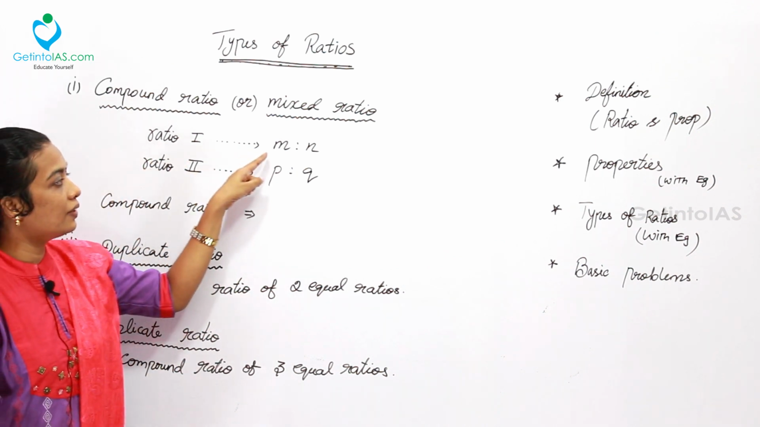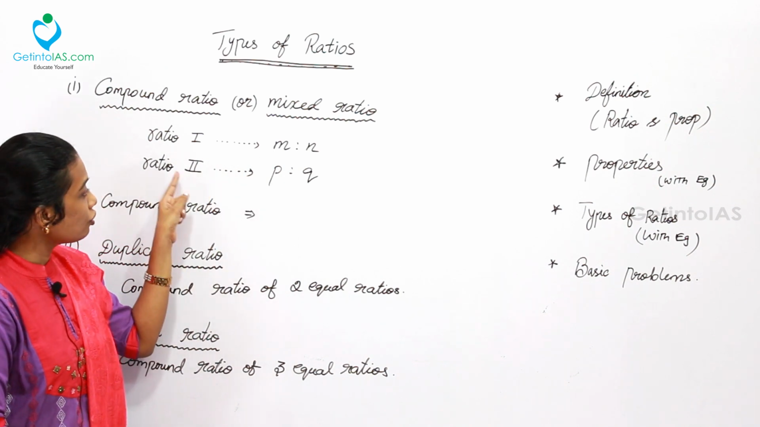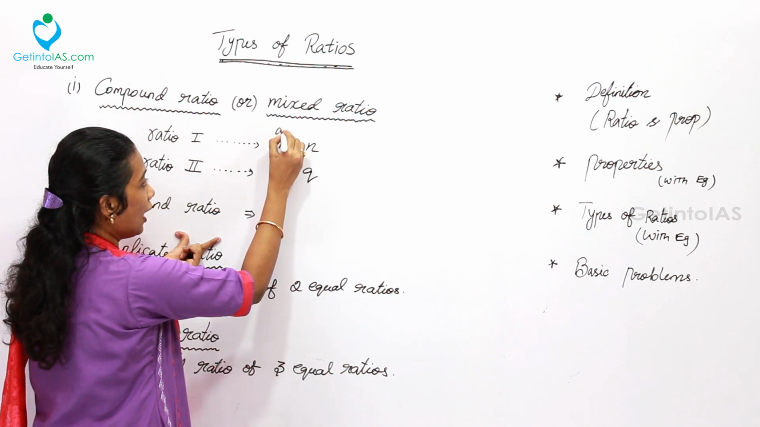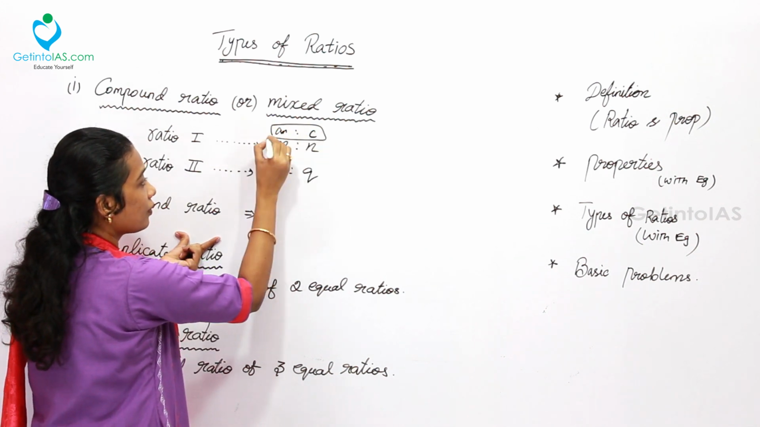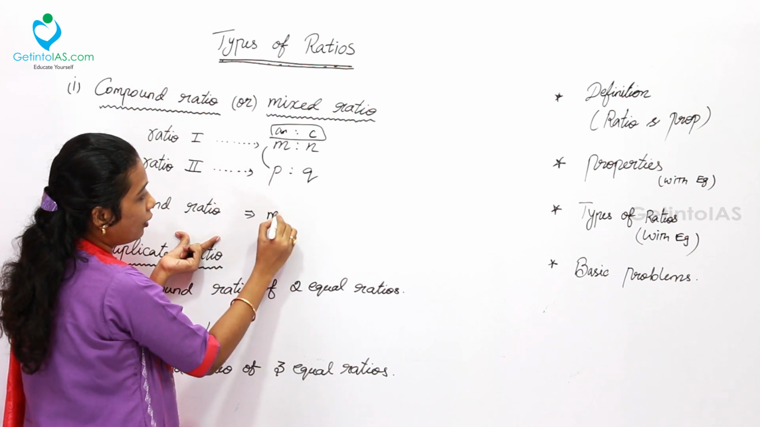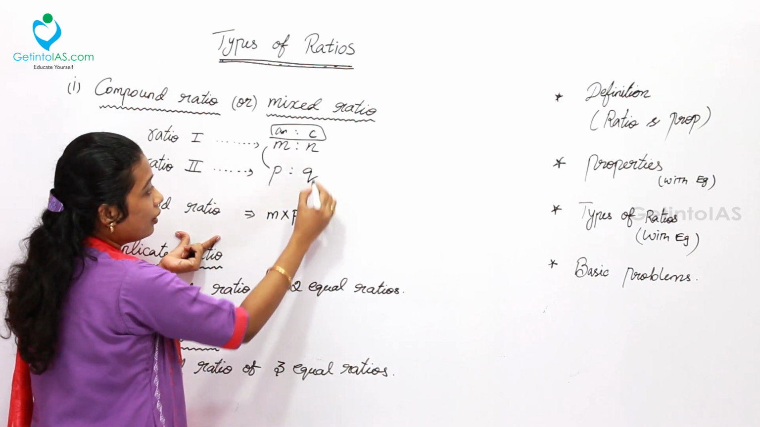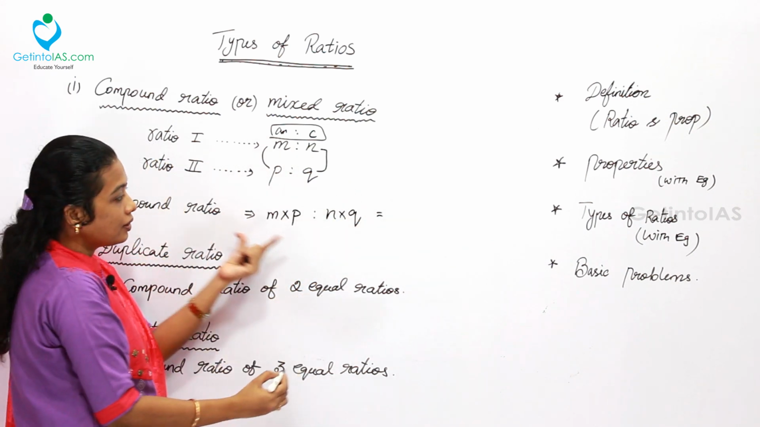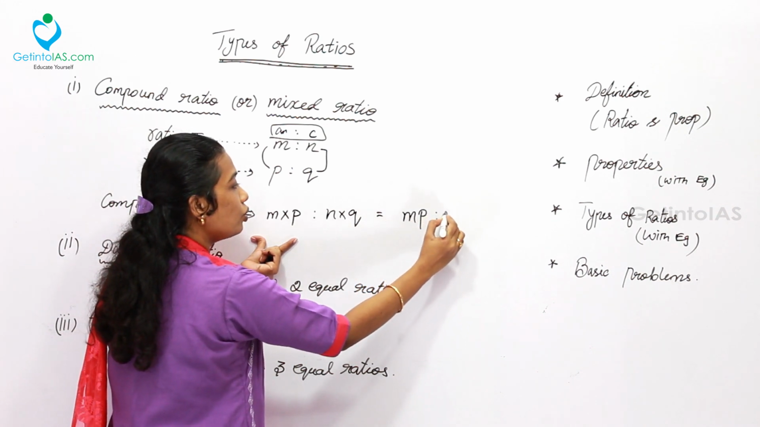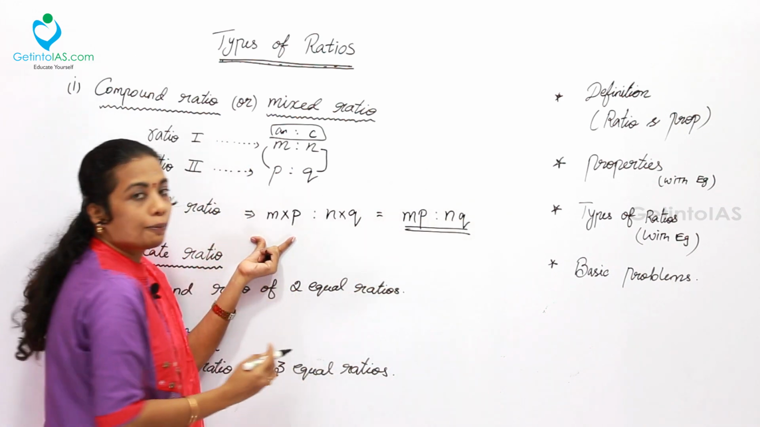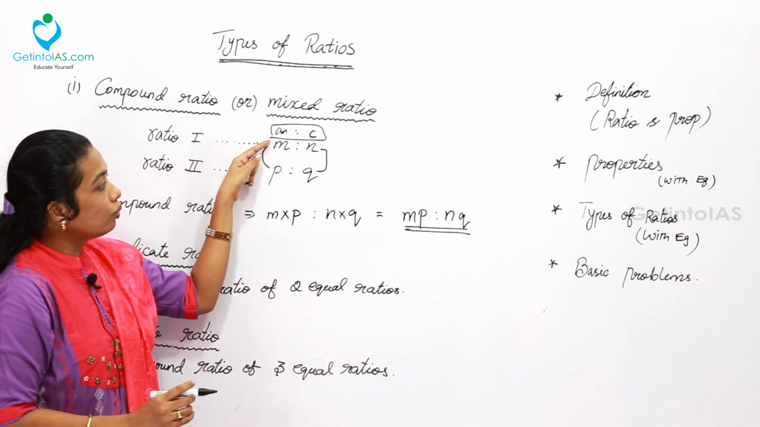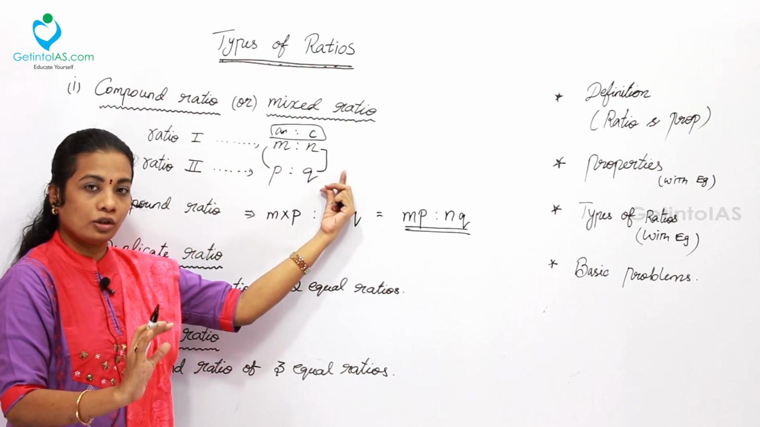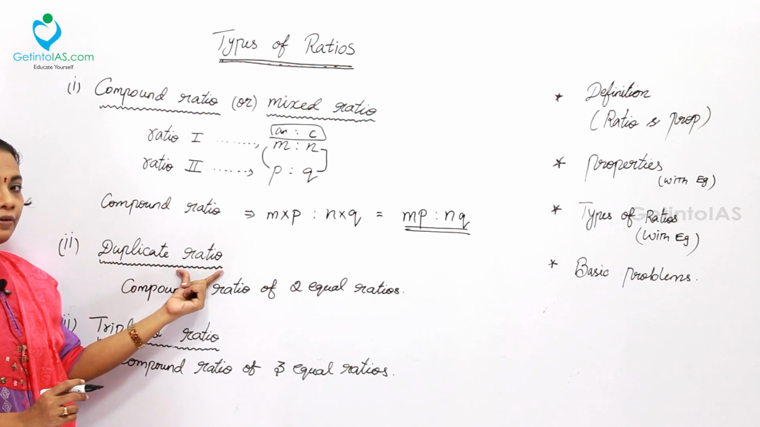Say for example, ratio 1 is given as m is to n, and ratio 2 is given as p is to q. Finally, for the compound ratio, this is the antecedent and this is the consequent. Take the two antecedents, m into p. Take the two consequents, n into q. Finally, the result is mp is to nq. Compound means product, that's all. While taking the product, you multiply the antecedents with each other and the consequents with each other. That's all.